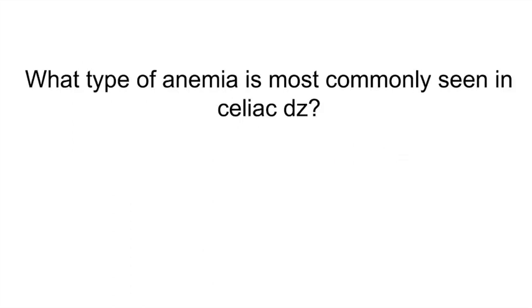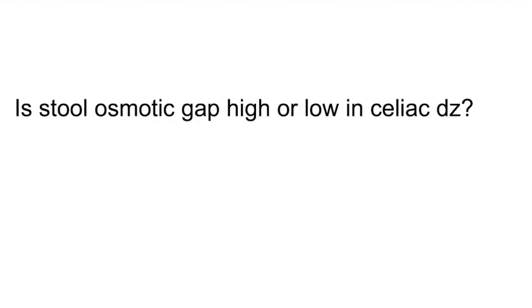What type of anemia is most commonly seen in celiac disease? Microcytic anemia. Is the stool osmotic gap high or low in celiac disease? High. Recall that patients with celiac disease present with greasy, large volume diarrhea and weight loss, as well as osmotic diarrhea.